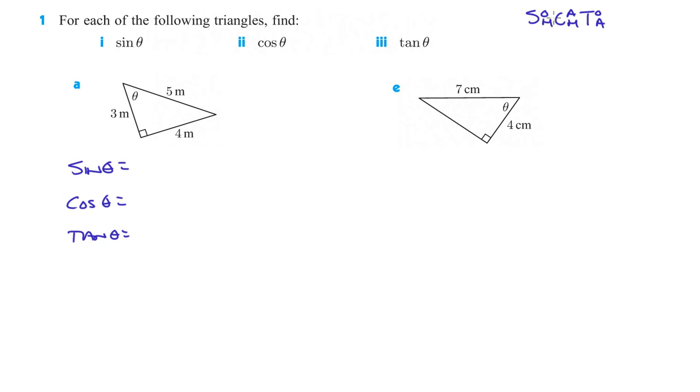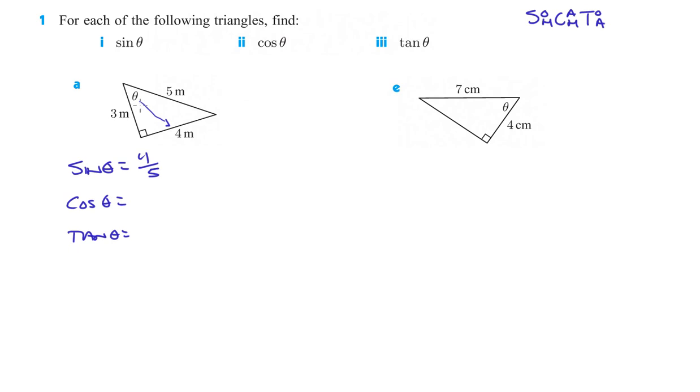So sine, from our dear friend SOHCAHTOA, is opposite over hypotenuse from this angle. Opposite side is this here. This is the adjacent, and that's the hypotenuse, right? So opposite over hypotenuse is always across from the right angle. So opposite over hypotenuse in this case is going to be 4/5.